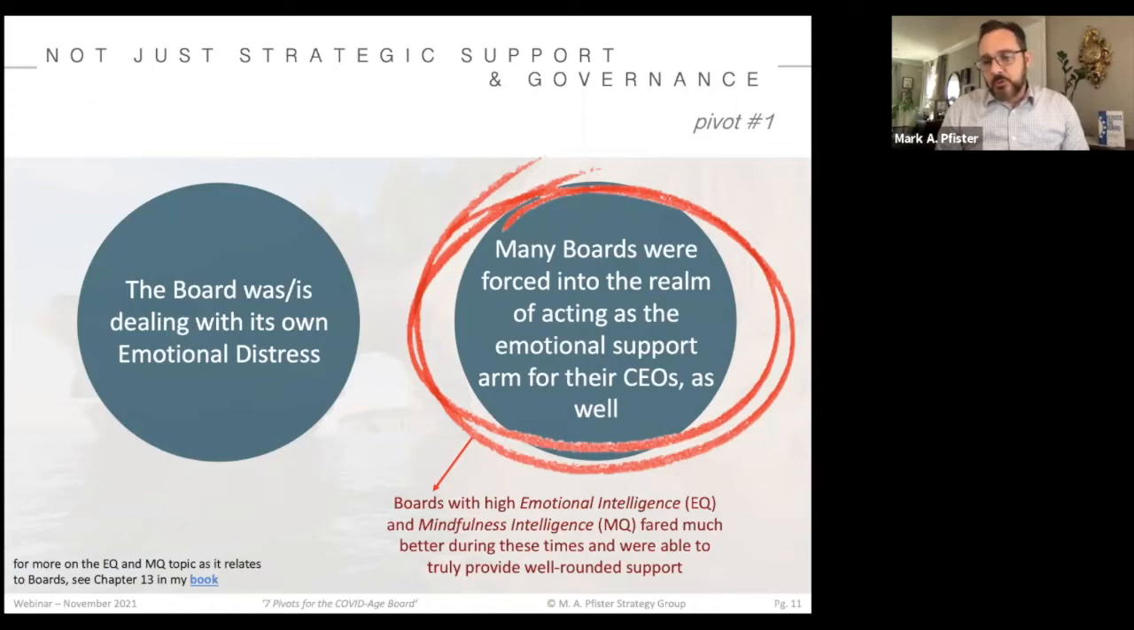versus the boards that were really keeping the CEO at almost an arm's length and maybe not creating that type of relationship that had the trust and the respect that was needed. All of this relates back to that emotional intelligence and mindfulness intelligence that boards should really be focusing on, and choosing CEOs that have deep EQ and MQ as well.